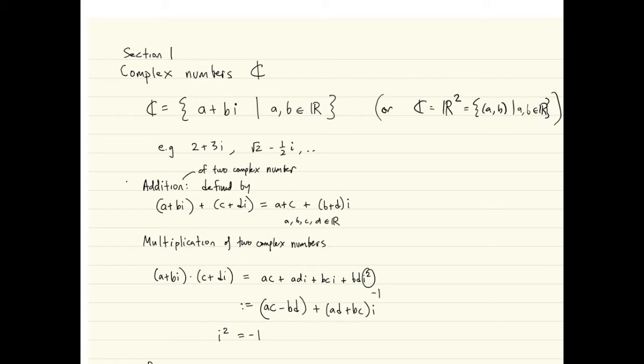Multiplication is defined basically like the FOIL rule. And the key point is that i squared becomes -1. And so when you FOIL out, for example, bi times di, you get bdi squared. I squared we're setting to -1. And so then the real part of this product becomes the ac term, and then the negative bd term from here. That's the real part. And then the imaginary part is coming from a times di, so that's where the ad here comes from, and then bi times c, that's where the bc i comes from. So this is again just a definition of multiplication.